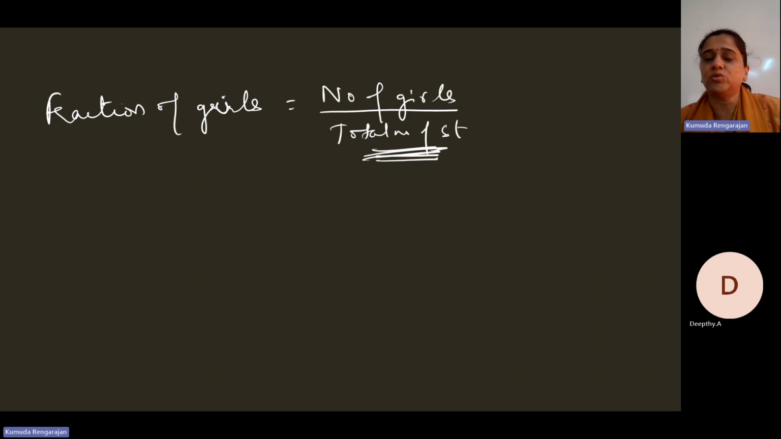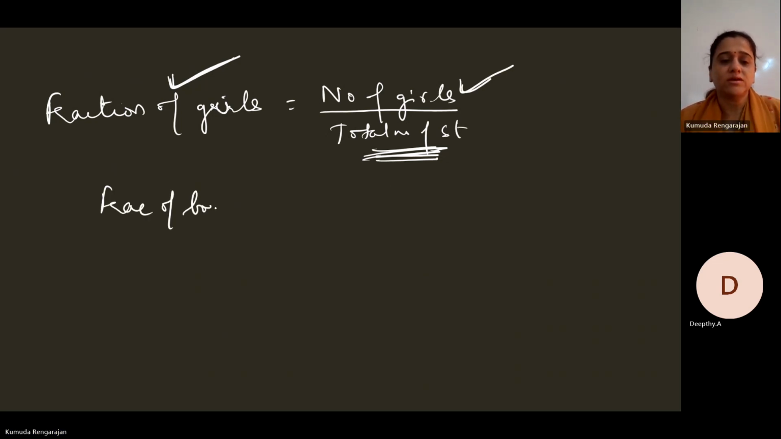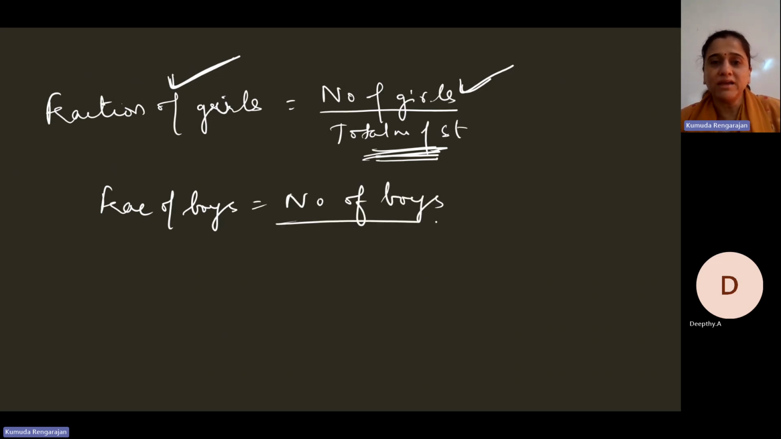So here, total number of students. What will be the numerator? Whatever fraction you're finding. What fraction are you finding? Fraction of girls. So the numerator will be the number of girls. If you're finding the fraction of boys, the numerator will be the number of boys, by the total number of students.